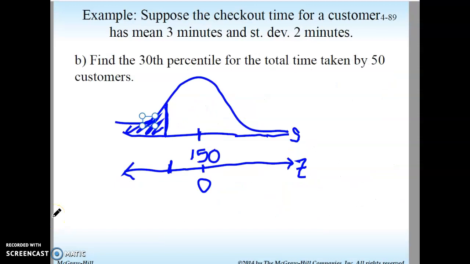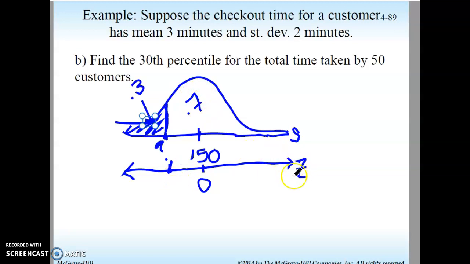Similarly, we can ask other kinds of questions related to a normal distribution. For example, find the 30th percentile for the total time taken by 50 customers. That would be the time such that 30% of the time it's shorter than that, but 70% of the time it's more than that, and that would be this spot right here. Here's our 150 in the middle on average. We want to know this value down here, where the area below is 0.3 and the area above it is 0.7.